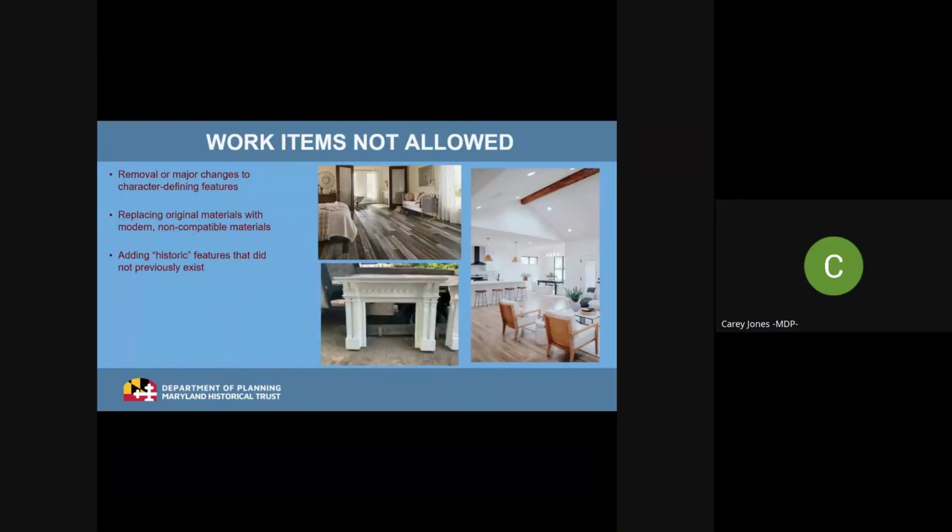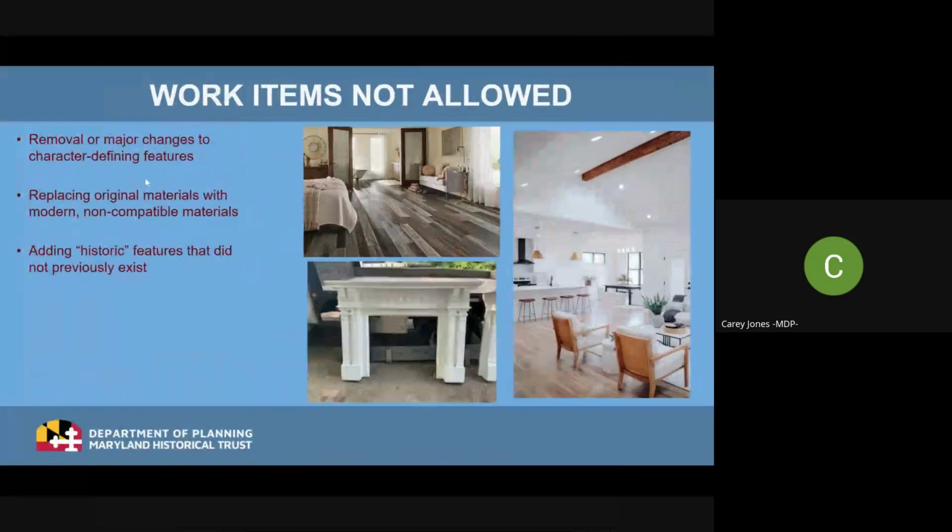There are also items that MHT considers to not be in keeping with the Secretary of the Interior standards, and as such are not allowed. This includes removal of or changing major character-defining features, such as interior walls and ceilings, to create an open concept plan. Replacing historic finishes, such as wood floors, with modern vinyl flooring, and adding historic features that did not previously exist, such as a reclaimed mantelpiece.